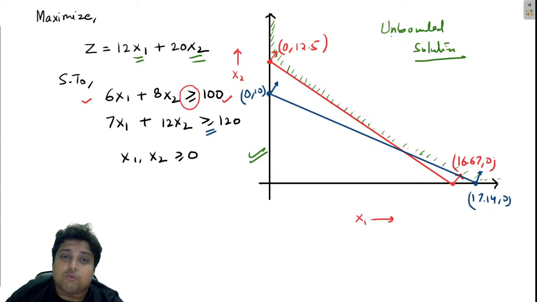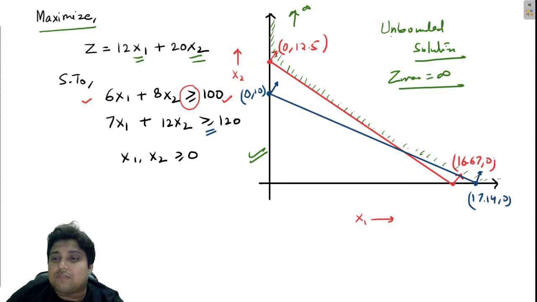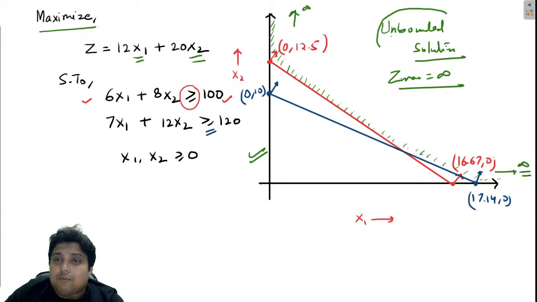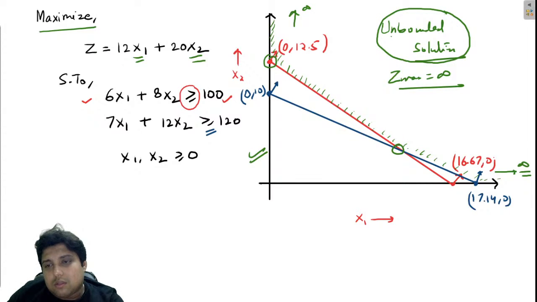So unbounded solution, the objective was to maximize z. So z maximum will be at infinity because x2 will always be at infinity, x1 will always be at infinity for the vertices of the feasible region, because this is an unbounded solution. Come on guys, we have already discussed this. Okay, now let us take this question and solve this using the simplex method.